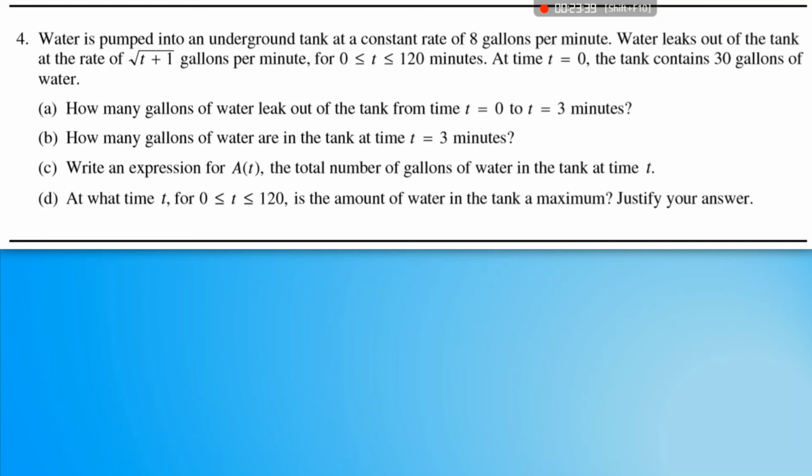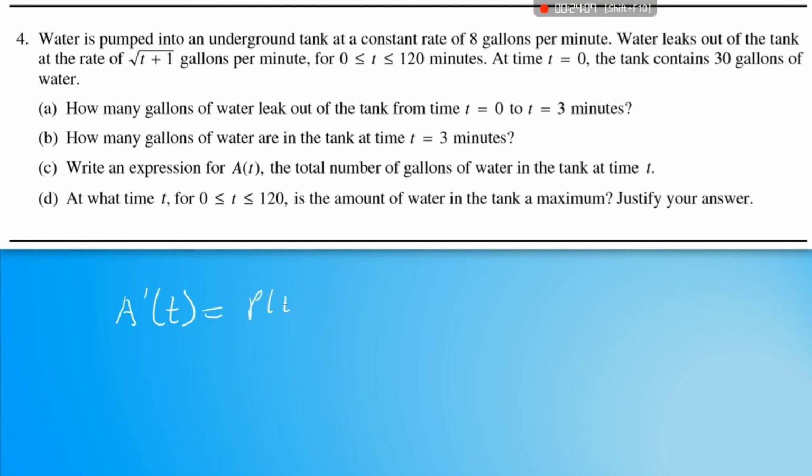Slope positive to negative. Okay, so figure out when the slope changes from positive to negative. So I want what time the amount of water is at a maximum. The slope of the amount would be my change in water over time, which would be A prime of t equal to my rate in minus my rate out.